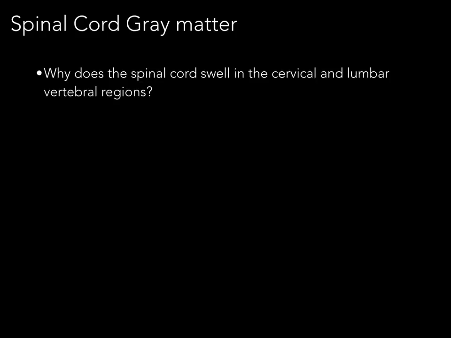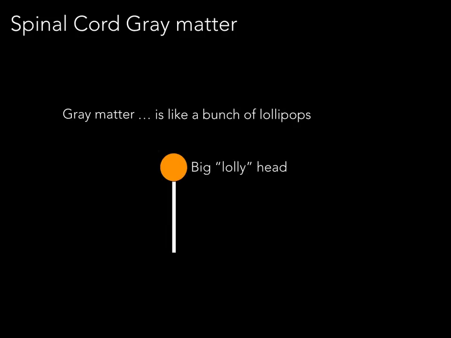All right, so why does the spinal cord swell in the cervical and lumbar vertebral regions? Okay, so to answer that question, let's use an analogy. Gray matter is like a bunch of lollipops. So there's that part that you're very tasty, and then you've got that little thing that comes down. So you got a big lolly head and a thin lolly stem.